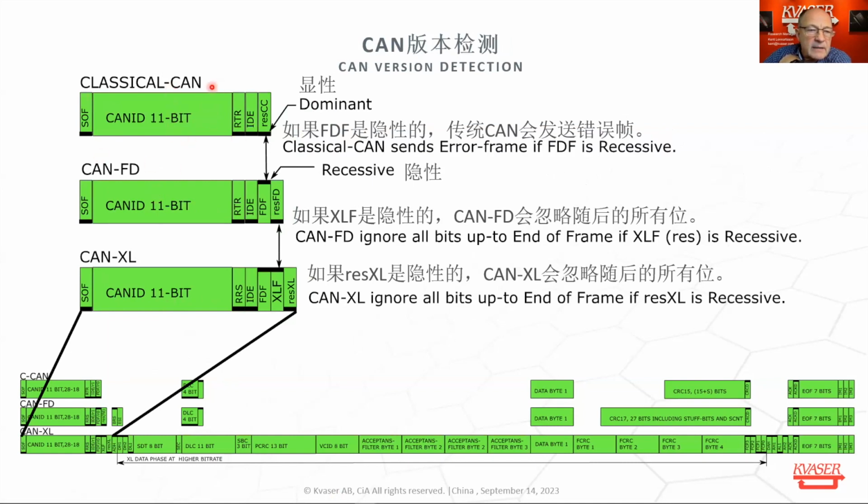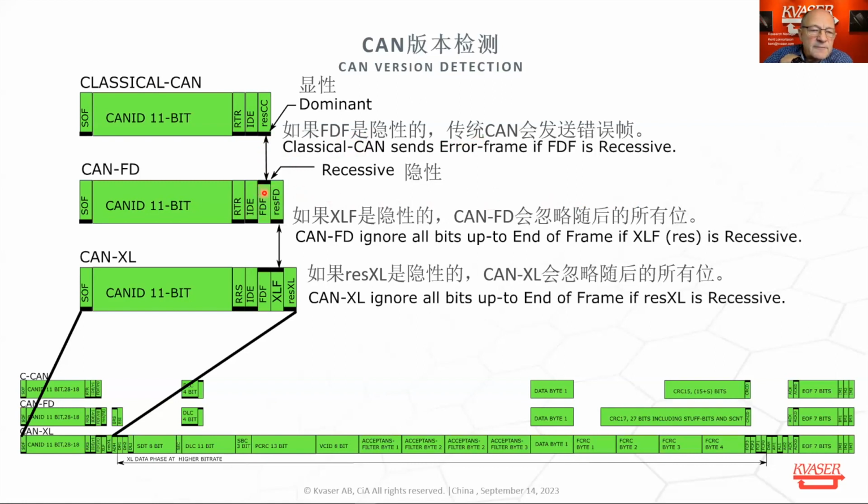Classical CAN had a reserved bit, which is always sent dominant. When CAN-FD was introduced, it used this reserved bit as the flexible data format indication bit, which is recessive. The problem for classical CAN is that this tells it that this is a new version, but classical CAN didn't have any procedure to handle the unknown pattern that would follow this FDF bit. So when classical CAN detects this recessive bit, it will send an error frame, indicating, I don't understand what you're talking about.